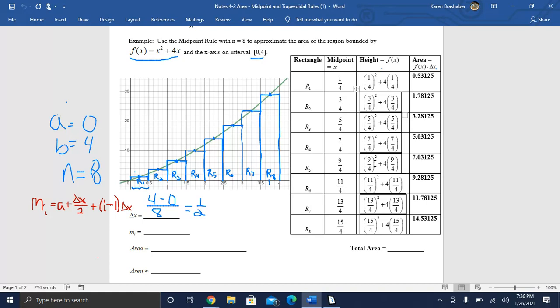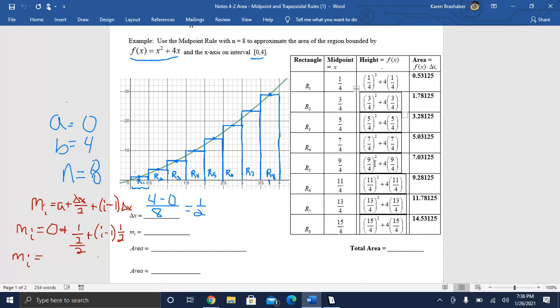So let's substitute in. Mi would be A, which is 0 in this problem, plus, now our delta X is 1/2, and that is over 2, so 1/2 divided by 2, plus I minus 1 times 1/2. All right, so our Mi, we won't need the 0 anymore.